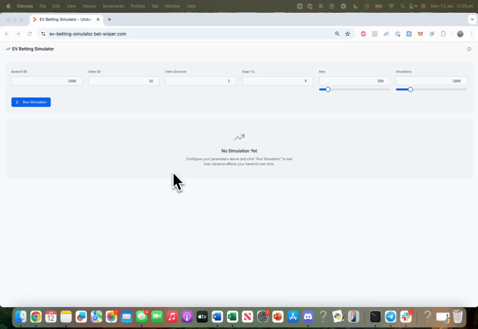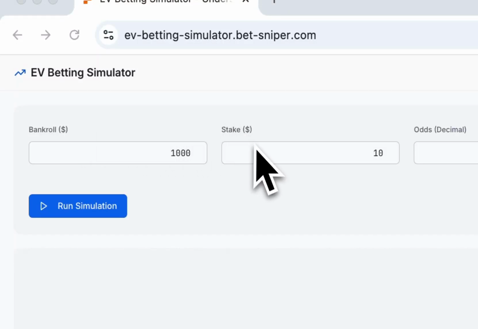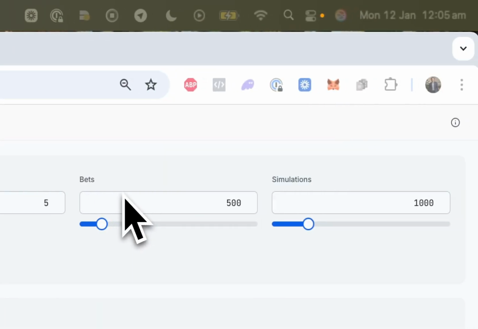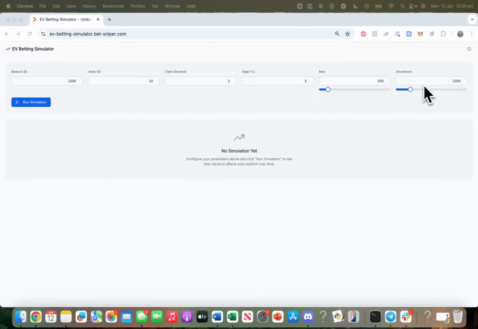So the first thing you need to do is enter your inputs. That will be your bankroll, your stake, your average odds, your average edge, the number of bets, and the number of simulations. The more simulations, the more accurate, but 1,000 is plenty.